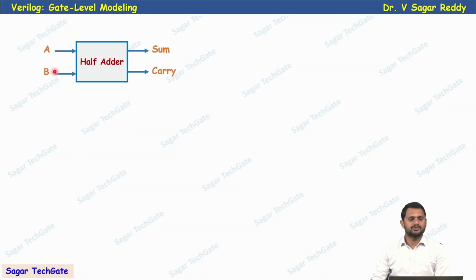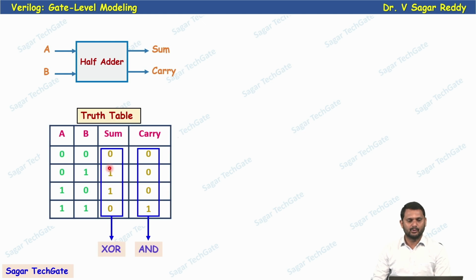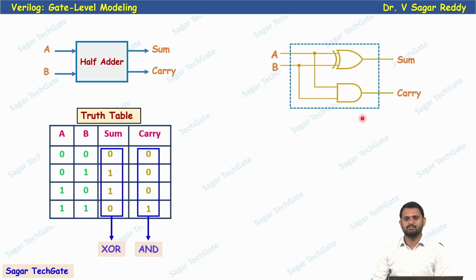Now, having two inputs a, b and the outputs sum and carry, this is a half adder. You know how to design a half adder. By using a simple truth table, the sum is the XOR of these inputs, whereas the carry is the AND of these inputs. So how do I represent this half adder in terms of internal gates? Now this is a simple gate level diagram for this half adder, with XOR and AND gates, two inputs a, b, and sum and carry.